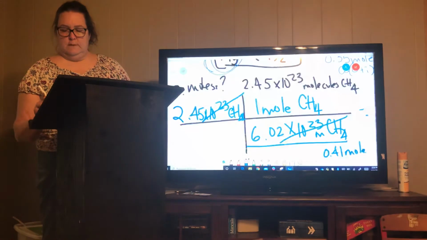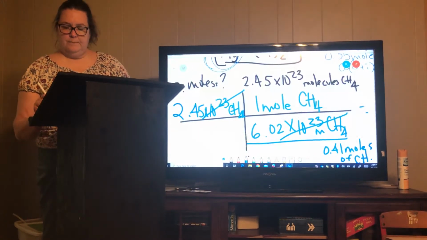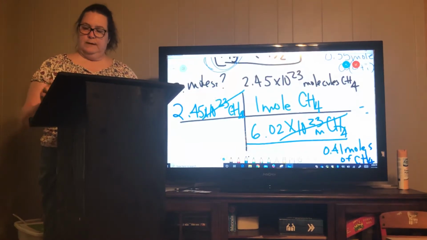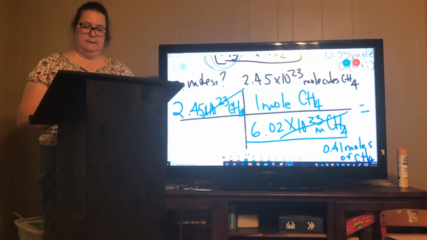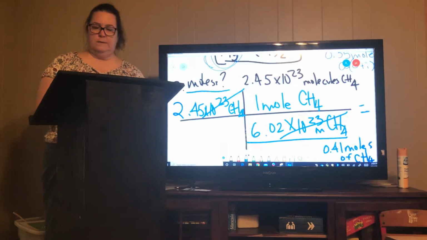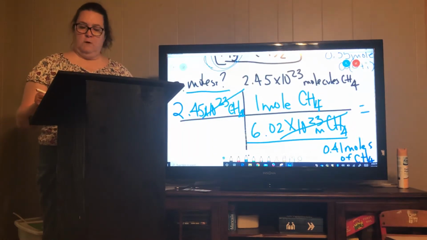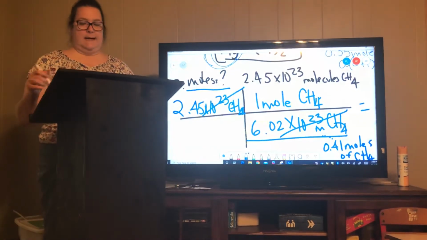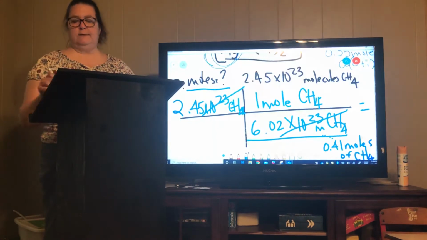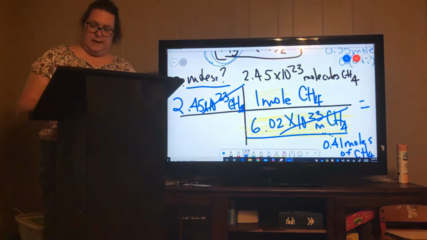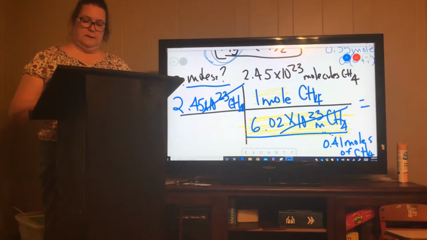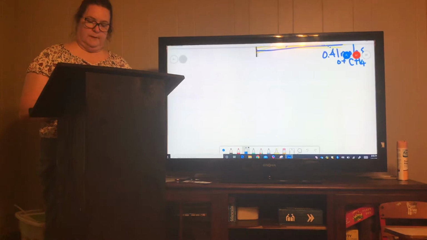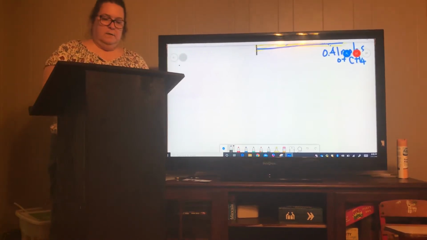moles of CH4. It's just like what we've been doing the last 4 weeks. It's dimensional analysis. In order to figure out the moles, I figure out 1 mole of methane is 6.02 times 10 to the 23rd, and I plug it in and check it out. Remember, you don't have to do these lines like I do. All right, so let's go to the next one. And I don't expect you to get this right away. I really don't.